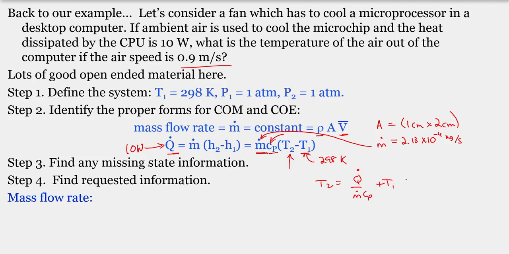And we go ahead and plug in all those numbers, and what we get is the first part of this expression is 46.6 Kelvin, and we add that to the entrance temperature of 298 Kelvin, and what we get is that the exit temperature is 345 Kelvin, or if you prefer, that's 71.7 degrees Celsius, or if you prefer even further, in Fahrenheit, that's about 161 degrees Fahrenheit. So pretty warm. That's a lot of temperature increase for that volume flow rate of air.